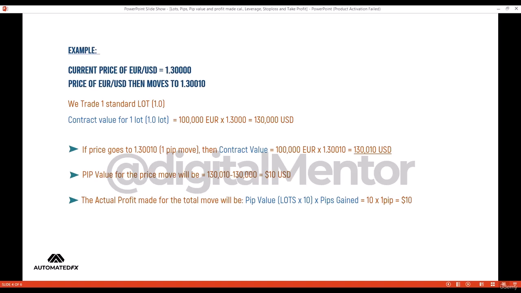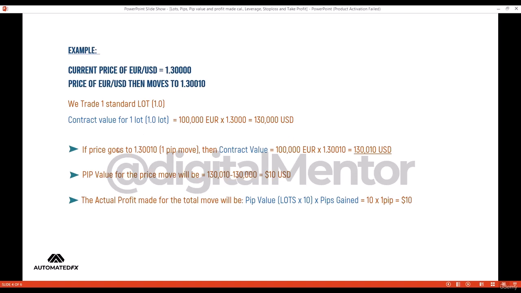Now the contract value for one lot will be equal to 100,000 of the base currency, which is euro in this example. Remember, it's Euro USD, and a standard lot is 100,000 of the base currency. So it's going to be 100,000 of euro. The contract value will be 100,000 multiplied by the current price, which will be 130,000 USD. So we're going to need 130,000 USD to be able to fund this contract.